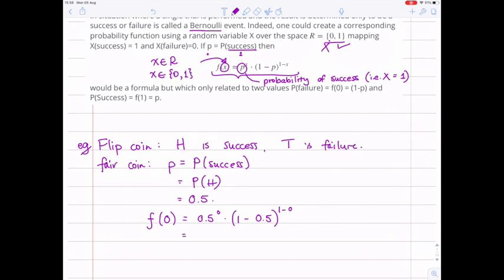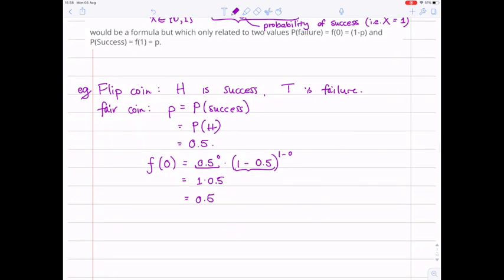And if you have a look at this, 0.5 to the 0 is 1, 1 minus 0.5 is 0.5 to the 1, which is 0.5. So, unsurprisingly, the probability of a failure or getting tails is 0.5, and because it's a fair coin, the probability of getting heads is 0.5.